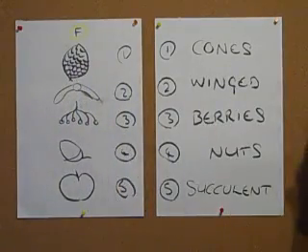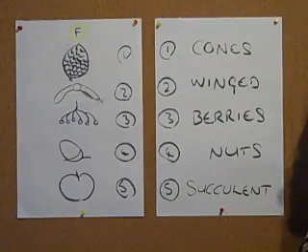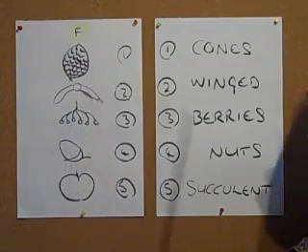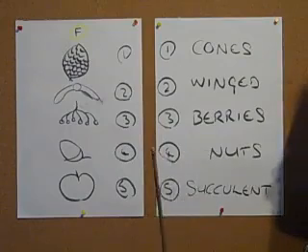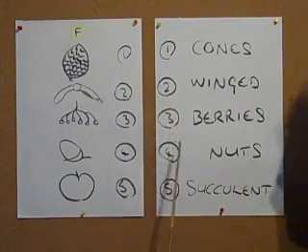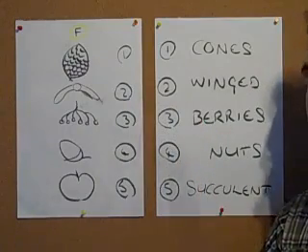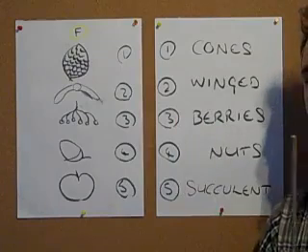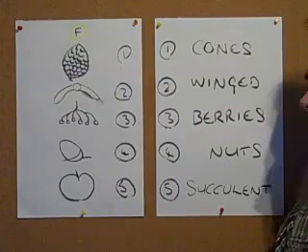Secondly, we have the winged fruits. These tend to be on trees which are wind pollinated, and the structures of the seed-bearing capsules tend to utilise the wind for their dispersal. The next three we have are the berries, nuts and succulents. They tend to advertise themselves to animals for their dispersal.